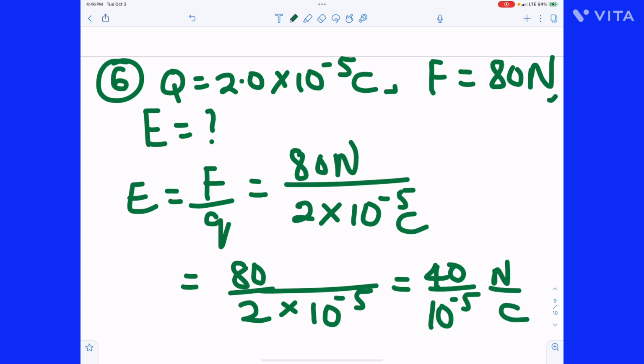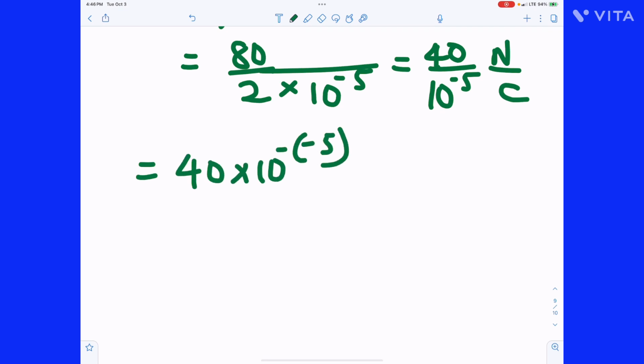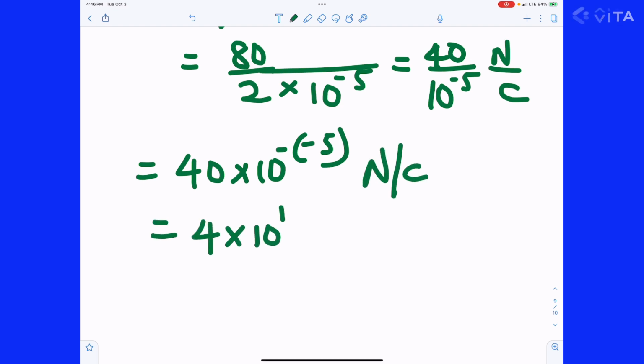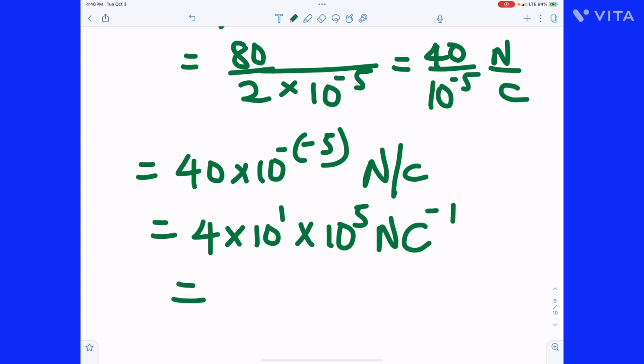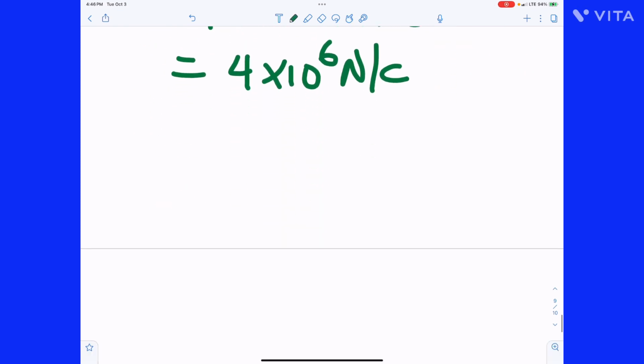This is the same thing as 40 times 10 raised to the power 5 newton per coulomb. And that 40 is 4 times 10, which is 10 raised to the power 1, times 10 raised to the power 5, giving us 6. So my answer is 4 times 10 raised to the power 6 newton per coulomb. That's question 6. Let's go to question 7.